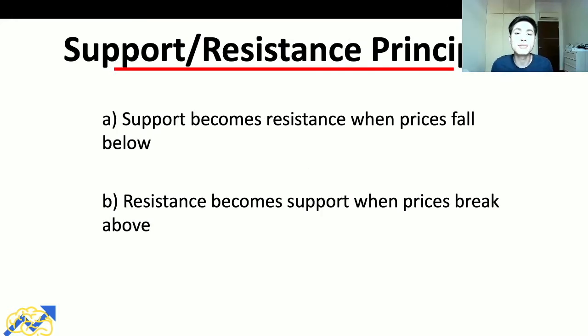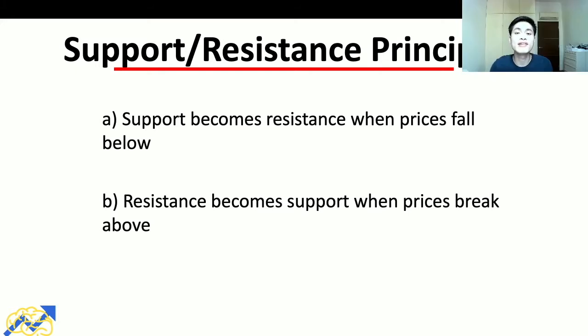On top of knowing what support and resistance levels are, we also need to know this support and resistance principle. That is, support becomes resistance when prices fall below that support level. So when prices break below the support level, this old support level becomes a new resistance. So when prices break below that support level and prices reach back up, that old support level becomes a new resistance level, and vice versa. When prices break above the resistance level, the old resistance tends to become a new support level, which means that when prices break above the resistance and pull back, the old resistance becomes a new support level and prices are likely to bounce up from there.